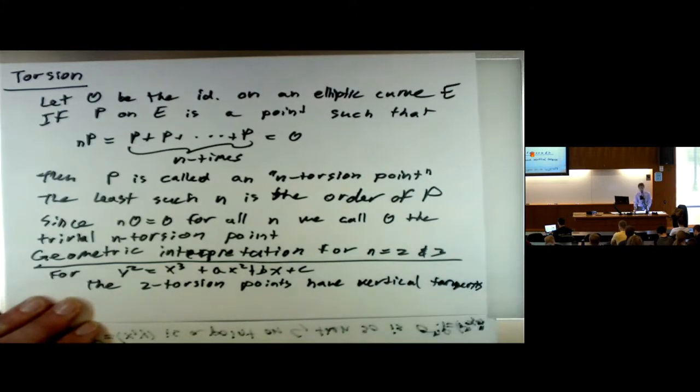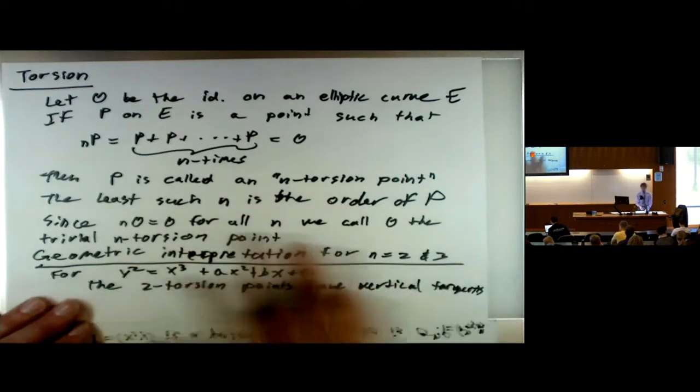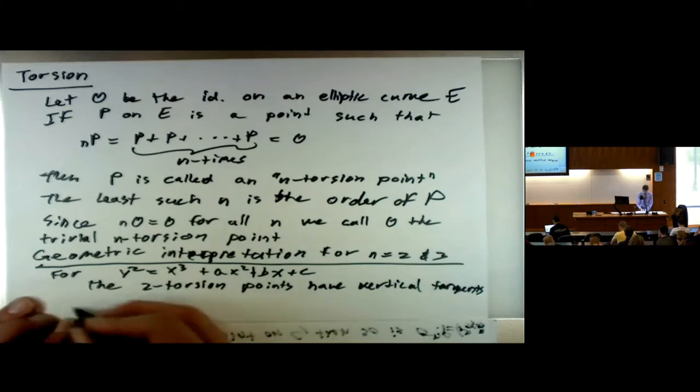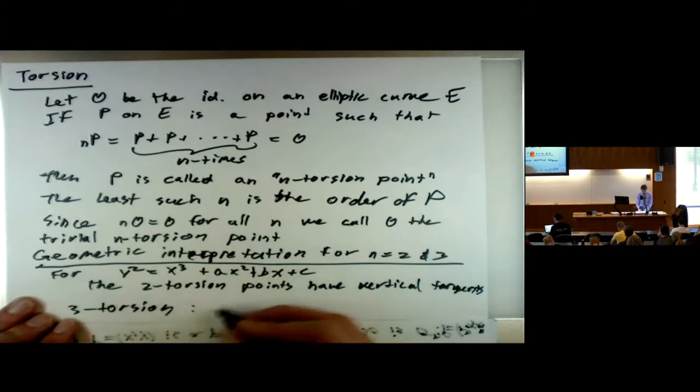And then for 3, you have basically an inflection point, a line intersecting triply with the curve. And that can be stated generally without this polynomial here. Technically, if you have something with general a's, you can still get it in a similar way. I'm not sure vertical is really the best way to say it, but it's a very nice interpretation with the 2 torsion. So for 3 torsion, some inflection points.